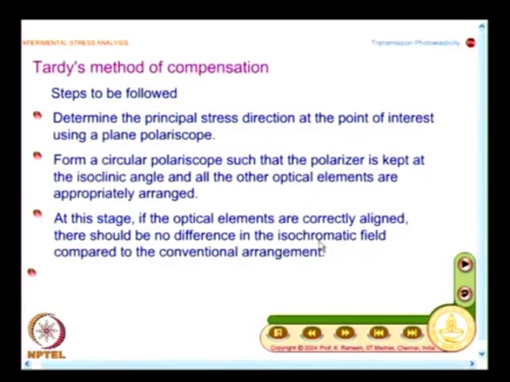So, one of the indirect checks is if the optical elements are correctly aligned, there should be no difference in the isochromatic field compared to the conventional arrangement. So, this is how you verify whether you have followed the second step correctly, identify the isoclinic.